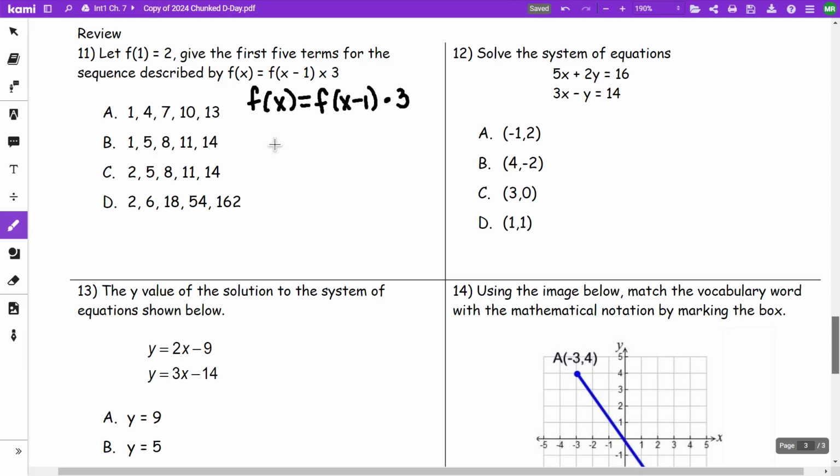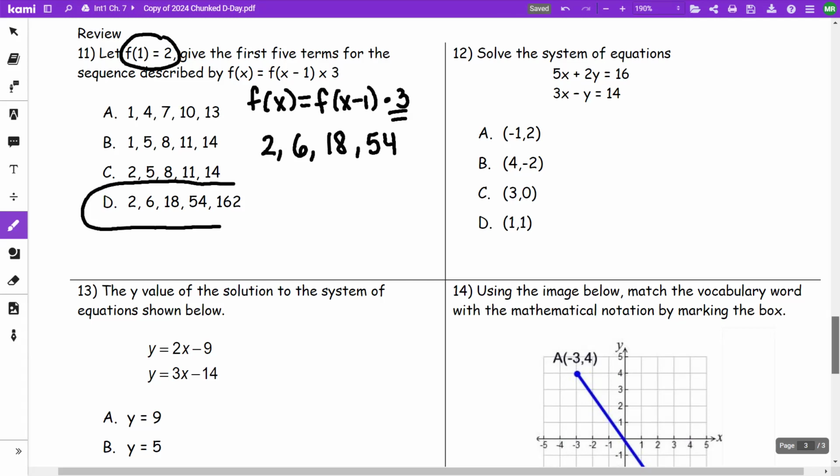So I'm going to start with my first term. They told me the first term is 2. This is a recursive formula telling me that I'm going to times by 3. So it's going to be 6, times by 3, 18, times by 3, 54, and so forth. And the only one that follows that pattern is letter D.